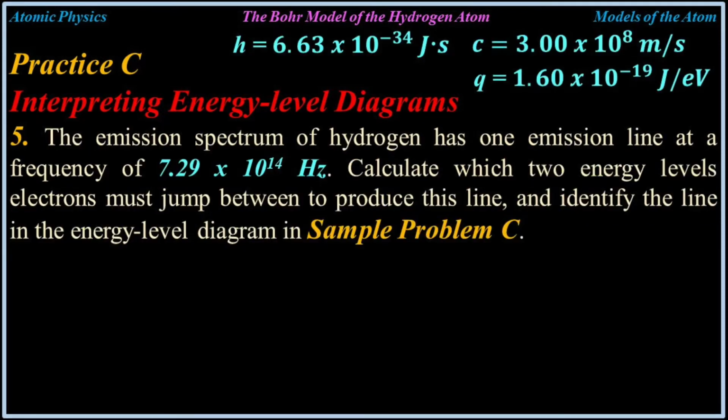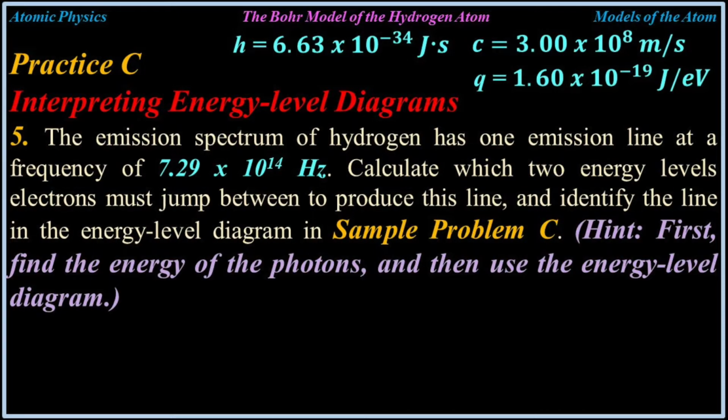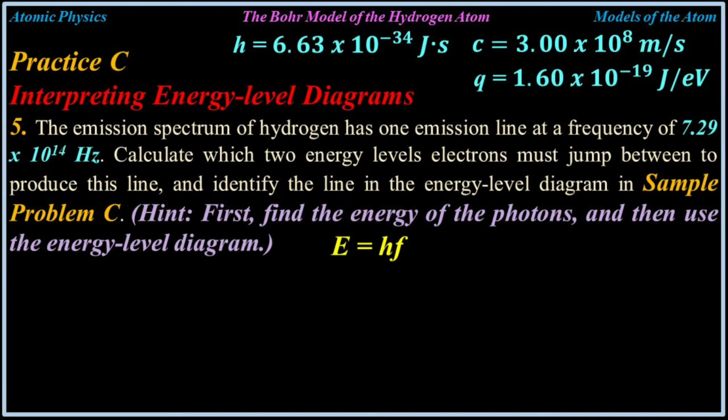Number 5, the emission spectrum of hydrogen has one emission line at the frequency of 7.29 times 10 to the 14th hertz. Calculate which two energy levels electron must jump between to produce this line, and identify the line in the energy level diagram in sample problem C. Hint, first find the energy of the photons, and then use the energy level diagram.